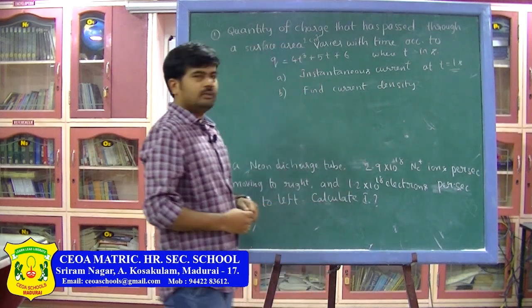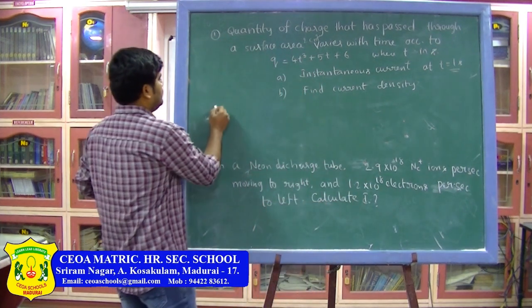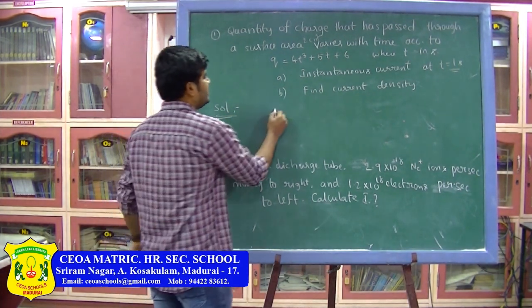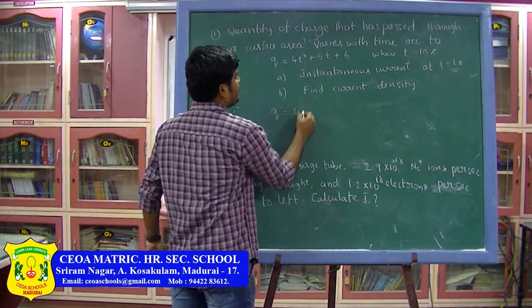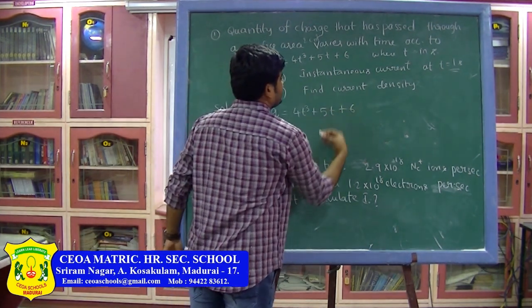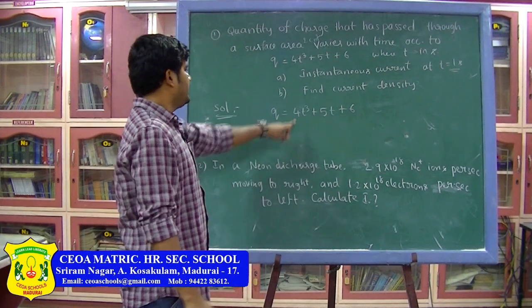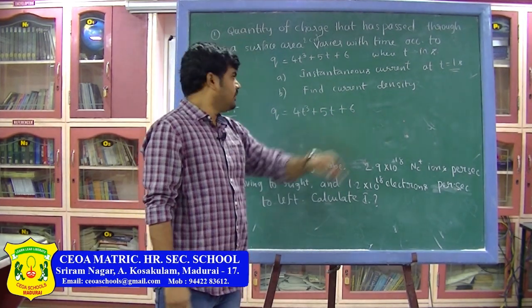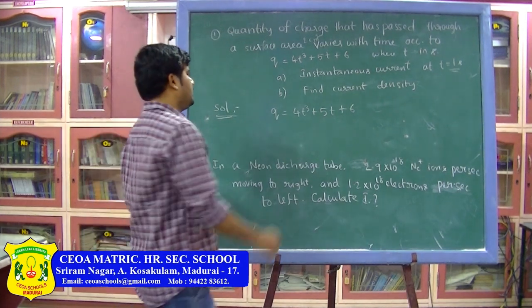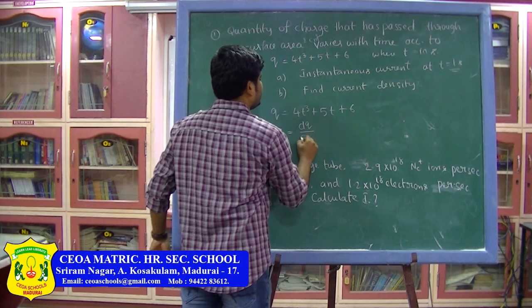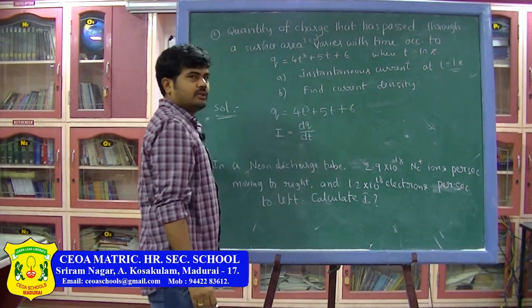Now, let us do the problem. The given electric charge is 4t^3 + 5t + 6. This is the charge given, which is varying with time. Now, the instantaneous current in the material, I = dq/dt, is the rate of flow of charge.